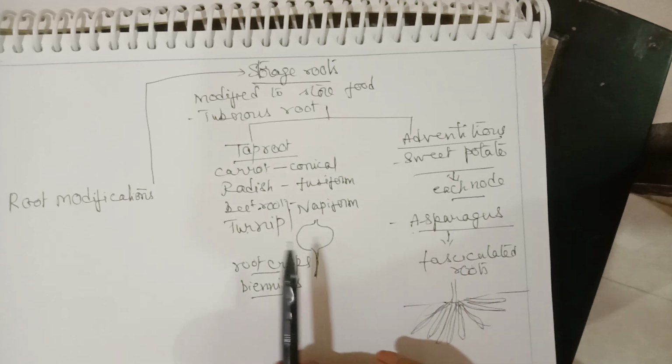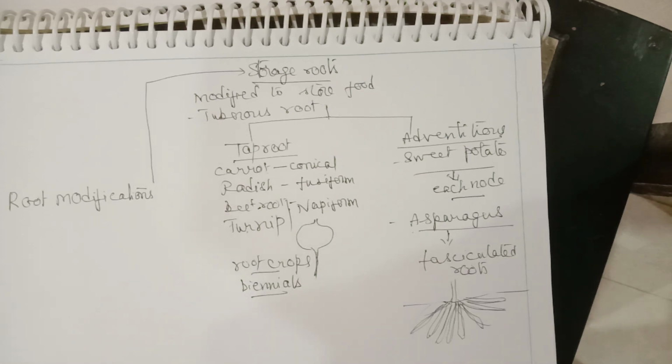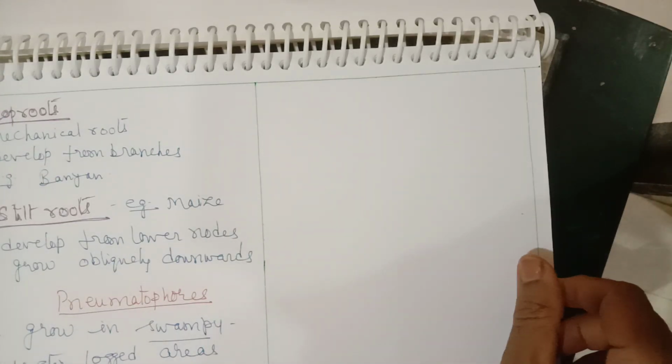So we have seen storage roots, which are of two types, taproot and adventitious roots. Now let us go to the next modification.